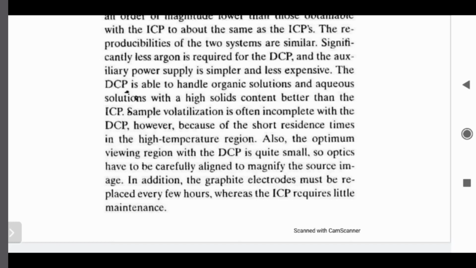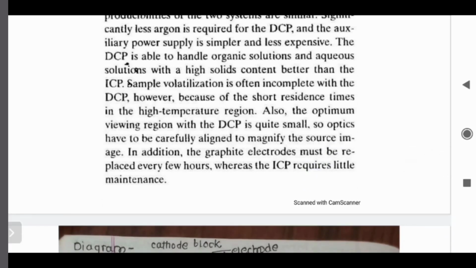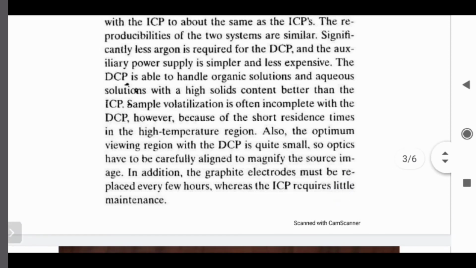The direct current plasma is able to handle organic solutions as well as aqueous solutions with very high solid content, which is better than the ICP. So this is again a good advantage for the direct current plasma. One advantage is the simpler, less expensive power supply. The second advantage is that it can handle organic solutions as well as aqueous solutions with very high solid content.